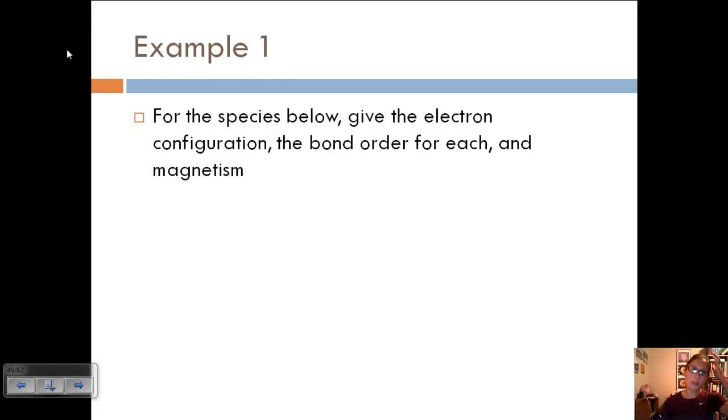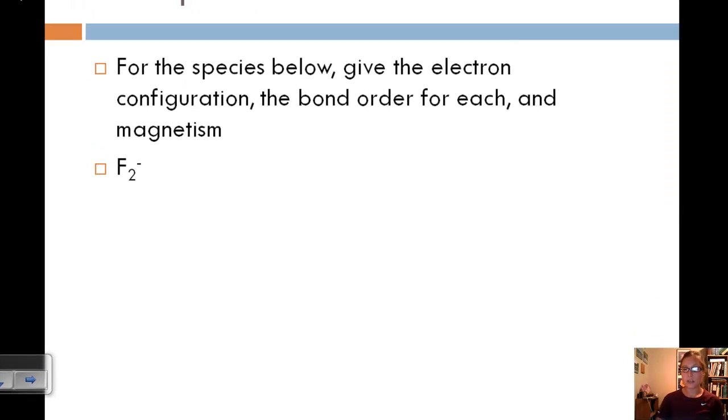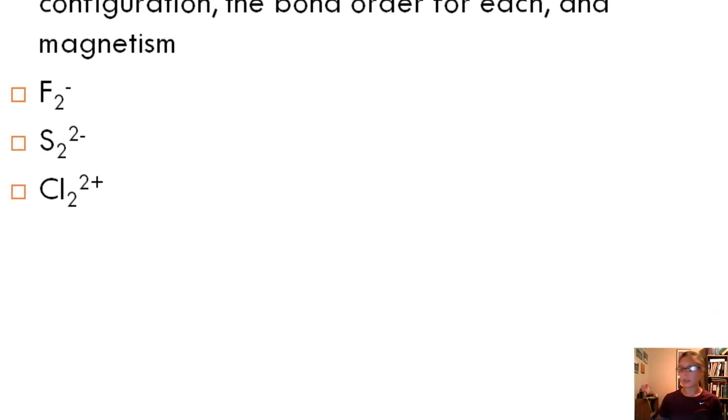Okay, so let's look at a couple examples. For each species, we want to give the electron configuration, bond order, and magnetism. So these are the three that we're going to look at. Let's look at F2- first.